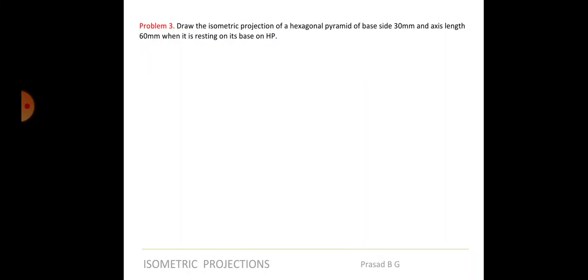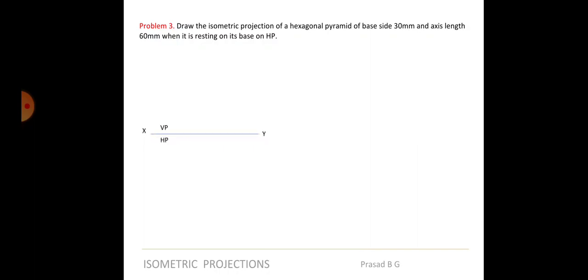Okay, so let us take a question on this. Draw the isometric projection of a hexagonal pyramid of base side 30 mm and axis length 60 mm when it is resting on the base on HP. Okay, so it's a question where you have a hexagonal pyramid, base side is given and axis length is given. So you have to draw the isometric projection of this particular pyramid. Okay, so first as I told you, it's mandatory now. You have to draw the top and front views, orthographic view on the left hand side of the sheet.